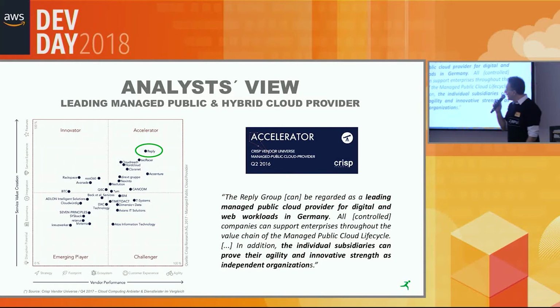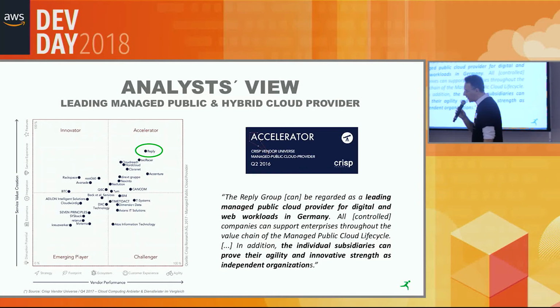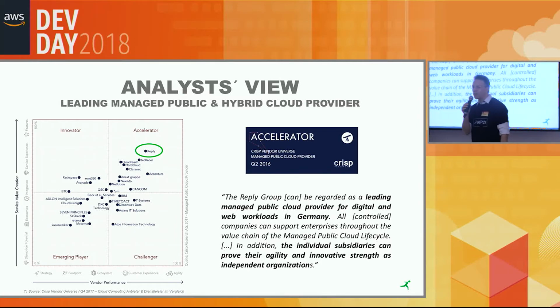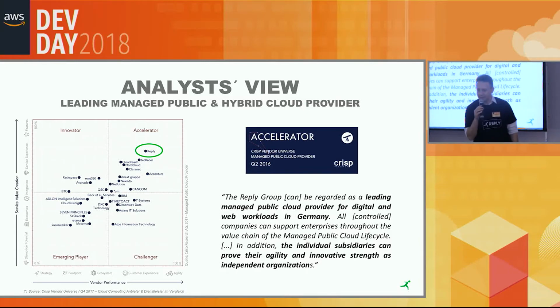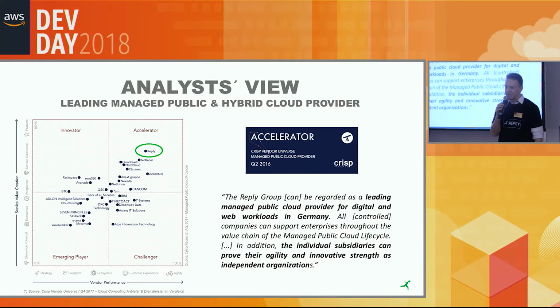As you see here, so far I told you something about Reply. Those are my words. I'm from Reply, so normal that I'm trying now to give you a nice picture of the company. But this is actually the view of Crisp. I assume that most of you know Crisp. Crisp is an independent company. We can say, the German equivalent of Gartner. And Crisp has been positioning us for 2 years now as the leader in the hybrid and public managed cloud quadrant.